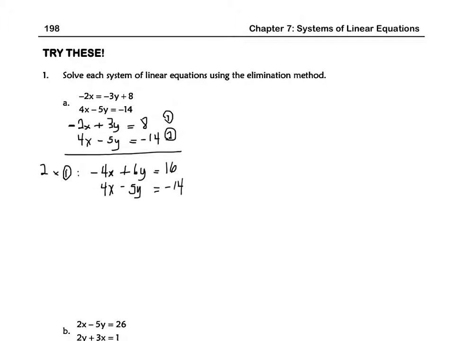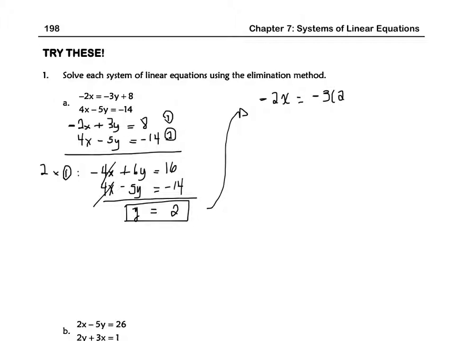So now that I have opposite coefficients in front of the x, when I add those two lines, the x's are going to cancel. That leaves me with 1y equals 16 minus 14 is 2. So there's y already for us. And to get x, we go back to either one of the equations. I'm going to go back to the first one because I will have the x term isolated already. So negative 2x equals negative 3 times y, which we just figured out was 2, plus 8.